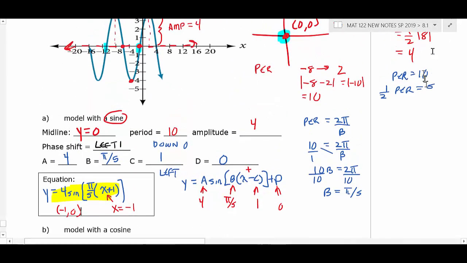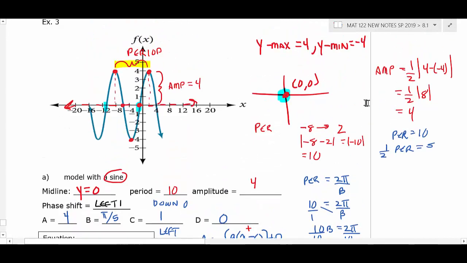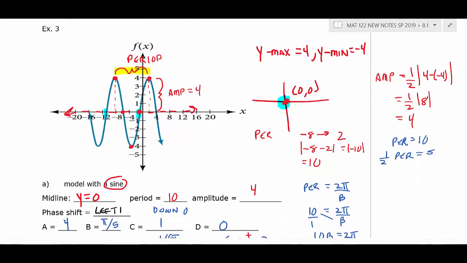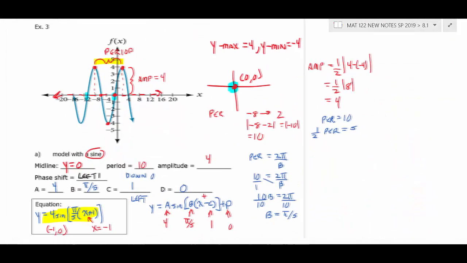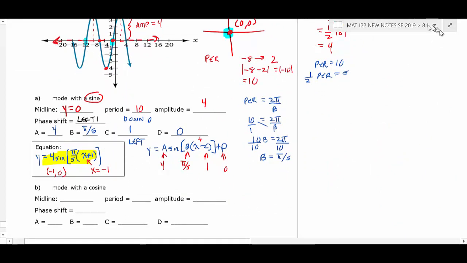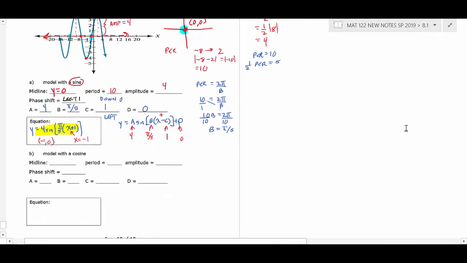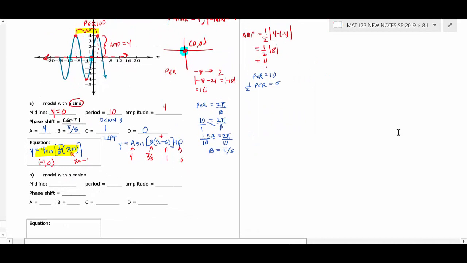Let's do the same problem, but we want to model this with a cosine. So we're just going back to the same diagram, and we already know most of this stuff, so we're not going to have to repeat too much here. The midline is still y is 0. The period is still 10. Amplitude still 4. But it's the phase shift that's different if you're doing a cosine.